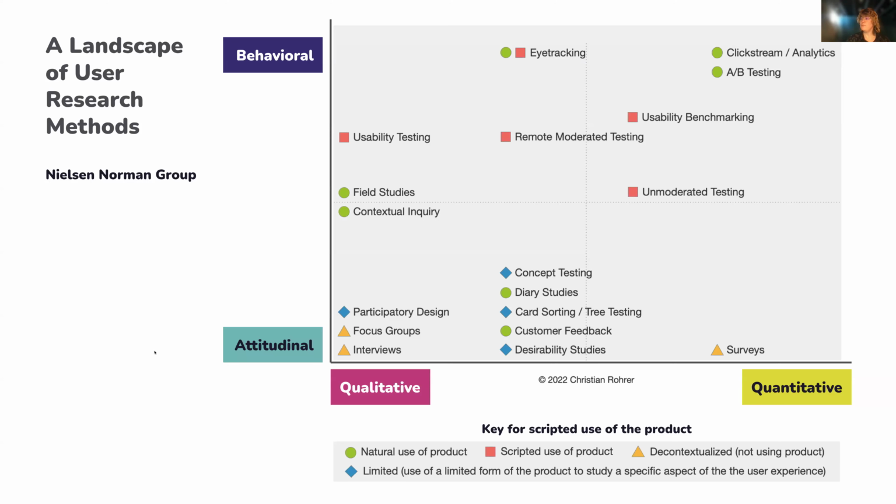So if we wanted something that was purely attitudinal and really qualitative, we could do something like interviews or focus groups. Whereas if we wanted something really quantitative and behavioral, we could do A/B testing or analytics.